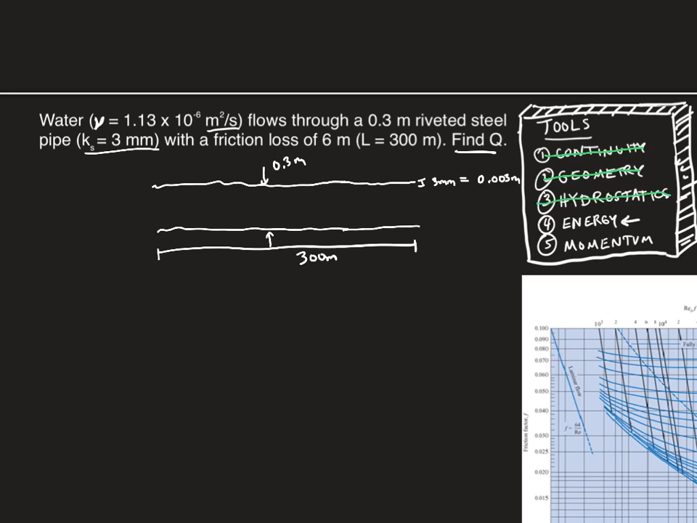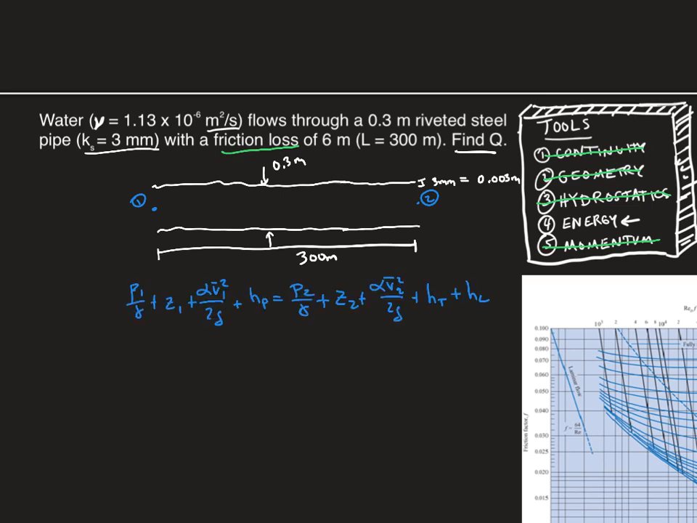Energy is a possibility. It seems highly likely because we've got a friction loss. And then we've got momentum. And nothing in here says anything about forces with moving fluids. So momentum is out. Now the energy equation is problematic, I think. By the way, I'm not solving it yet. We're just going to think about it. Let's imagine that I've got a point here, and I want to call this point 1, and this point 2. Okay, well, let's do some energy equations.